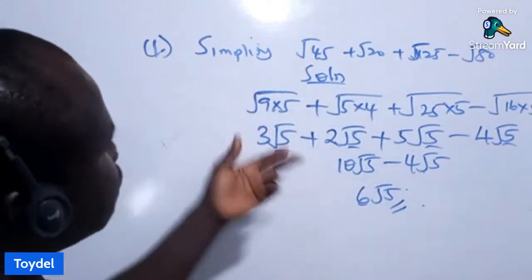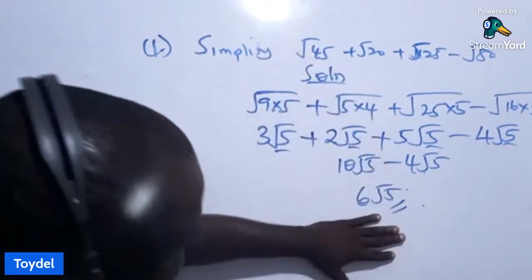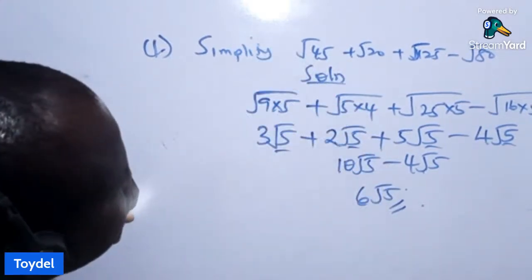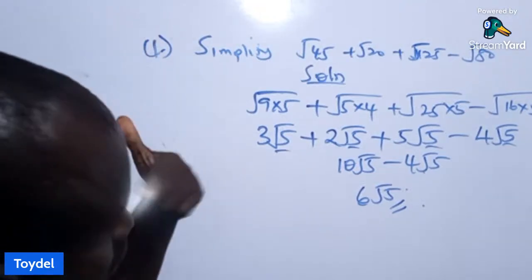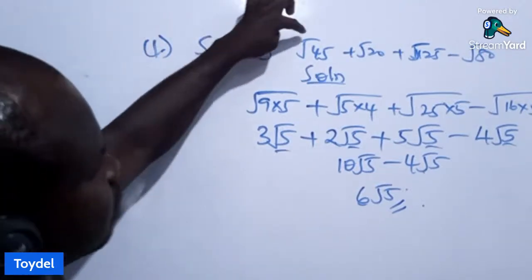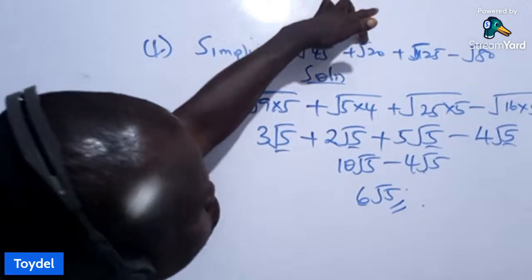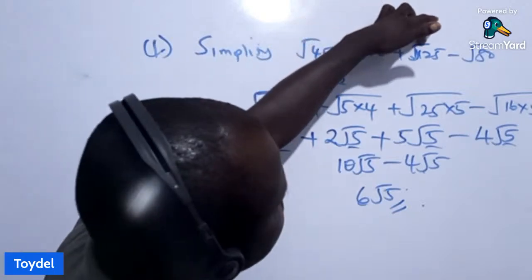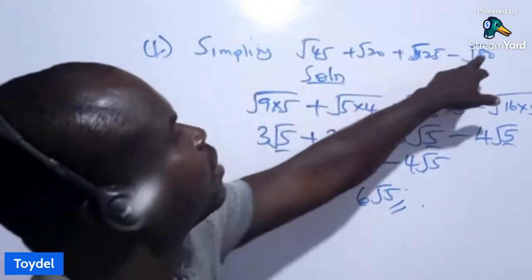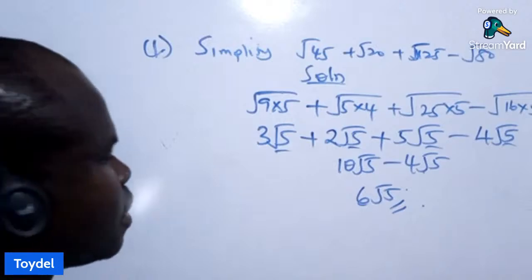If you are given this without going through this process, you can just look at it and say, okay, this is 45, 9 times 5. You know that square root of 9 is 3, so change this to 3 root 5, this to 2 root 5, then this to 5 root 5. We are going to get 10, then minus 4. Immediately you know that your answer is 6 root 5.